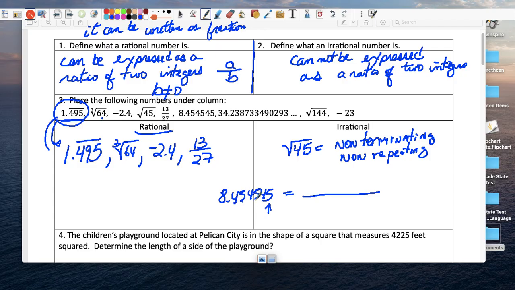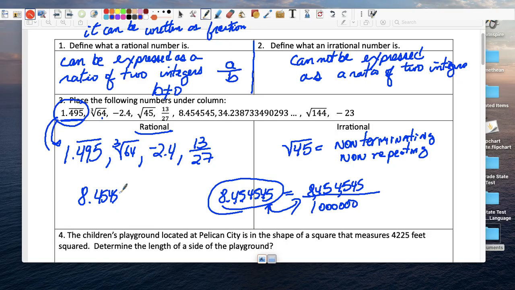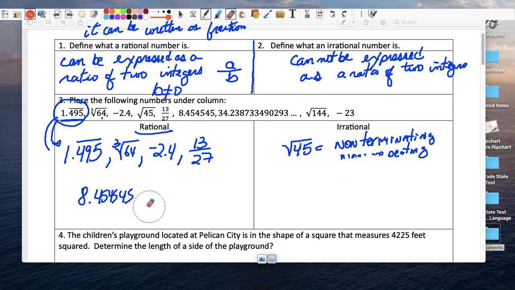Let's see, 10, 100, 1,000, 10,000, 100,000, a million. So the denominator is a million. And the number on top is 8,454,545 over a million. So was I able to express this as a ratio of two integers? Yes, I was. So 8.454545, which is not a repeating number, is just a terminating decimal. It doesn't go on forever, so that becomes a rational.